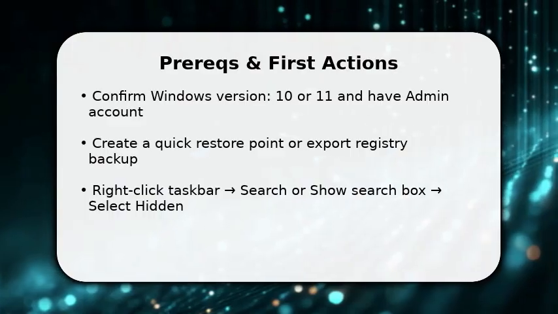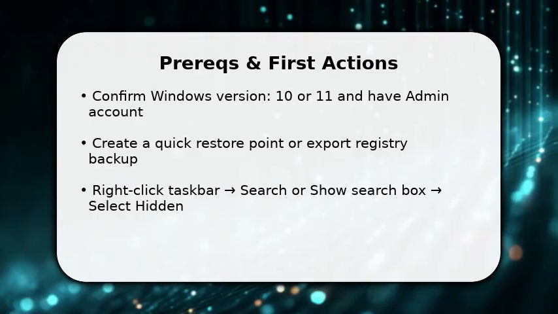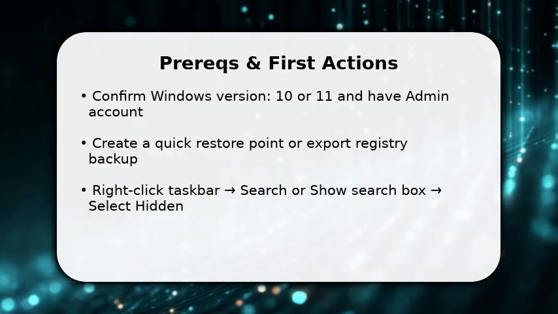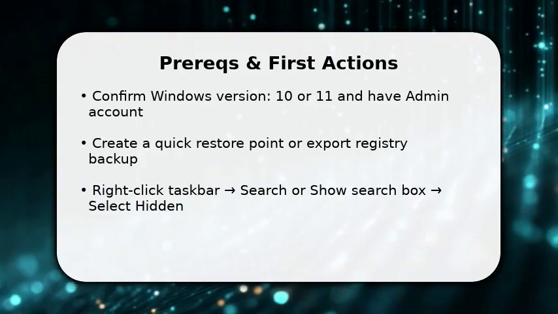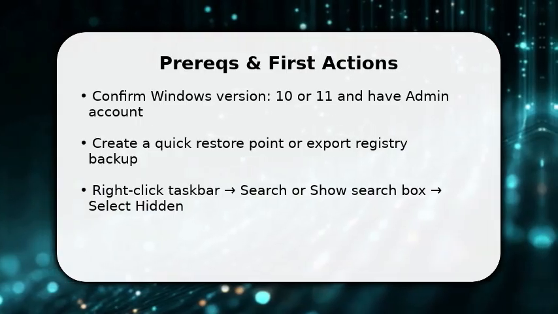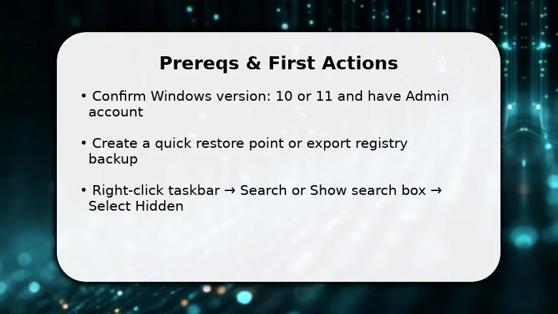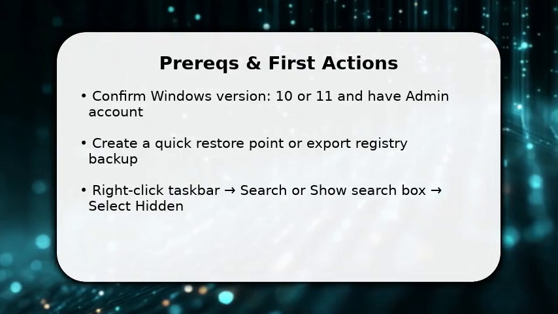You already have the essentials: admin rights and a restore point. Once ready, start by right-clicking the taskbar. This immediately exposes the search control. You choose Hide or Turn Search Off. This removes the visible bar quickly.